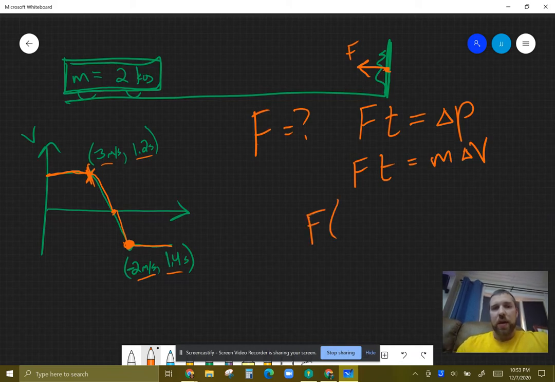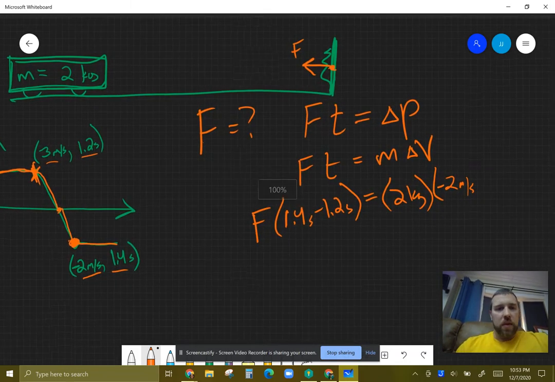The time, well, which time do I use? I actually want the time that the crash takes, so the duration of the crash. So really 1.4 seconds minus 1.2 seconds. All right, I know the difference between those. My mass was 2 kilograms. My delta v is final minus initial, so the final velocity was -2 meters per second, minus the initial velocity, so minus 3 meters per second. And now let's crunch some numbers.